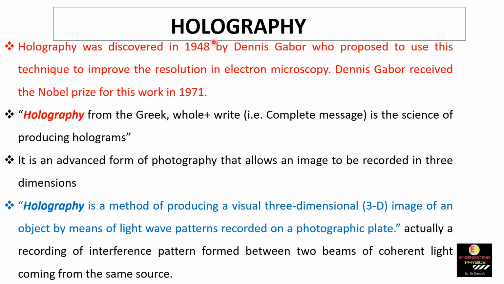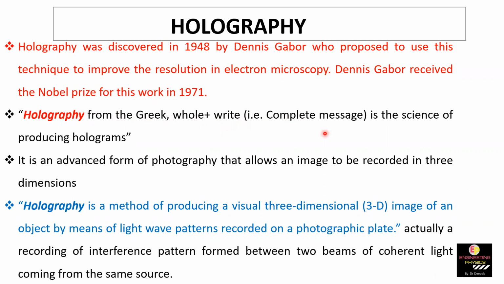So, holography. The concept of holography was given by Dennis Gabor in the year 1948, who proposed to use this technique to improve the resolution in electron microscopy, and Dennis Gabor was awarded the Nobel Prize in the year 1971. Holography comes from the Greek words holo meaning whole, graphy meaning writing. So whole writing, or we can say complete message, or complete information of the object.